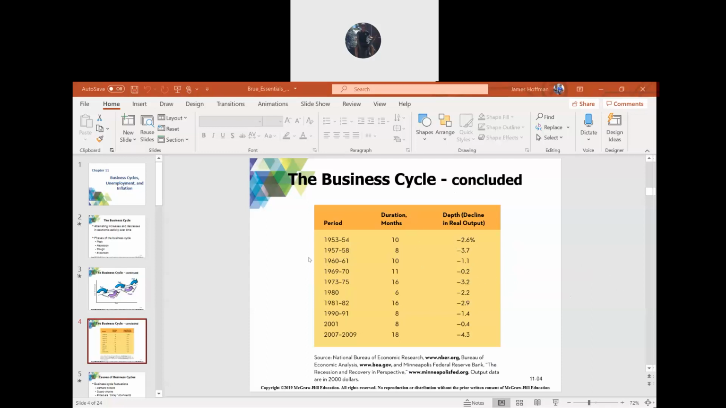And so what you'll see here is these are the official recorded recessions since 1950. We've had 10 official recessions, and the current recession is not officially a recession because we technically haven't had 6 consecutive months of decline.